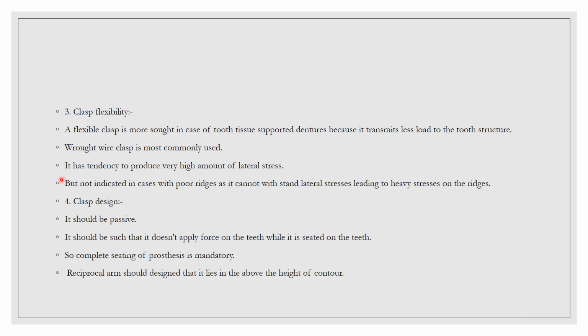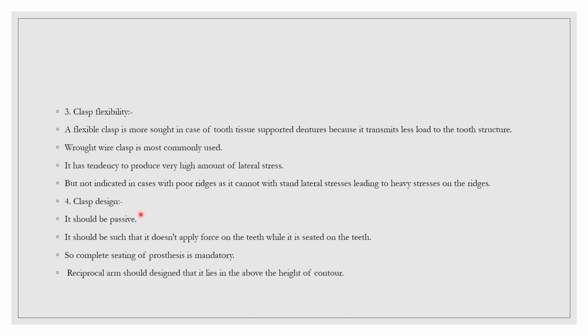Okay, clasp flexibility. So the flexible clasp is more sought in case of tooth-tissue supported dentures because it transmits less load on the tooth structure. Wrought wire is the most commonly used. It tends to produce a very high amount of lateral stress, but is not indicated in cases of poor ridges, guys. Poor ridges always have a problem in a CD or RPD, as they cannot withstand lateral stresses, leading to heavy stress on the ridge. So that has to be taken care of.